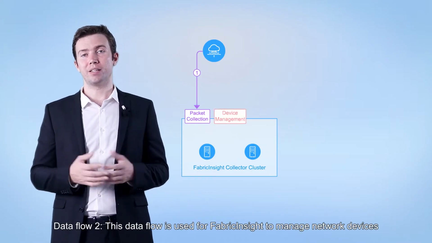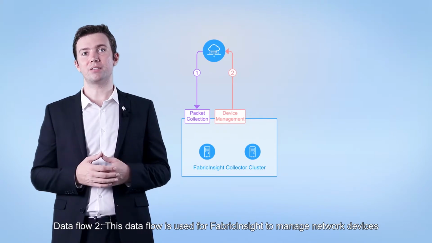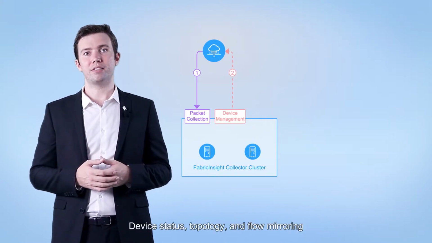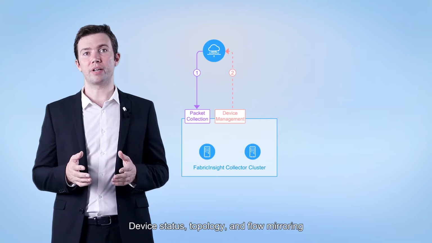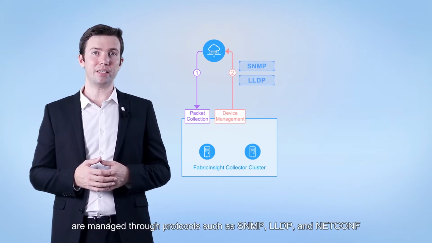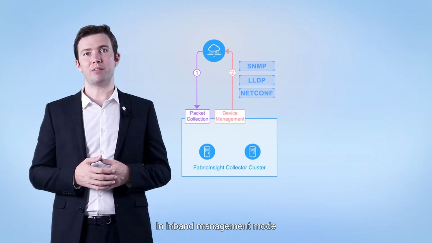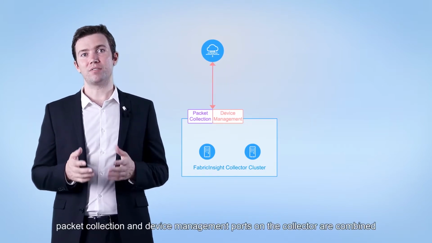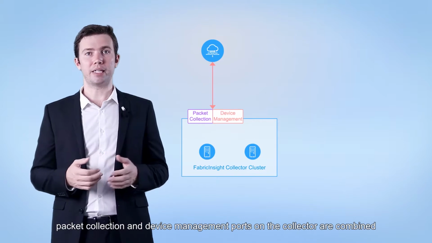Data flow 2. This data flow is used for FabricInsight to manage network devices. Device status, topology, and flow mirroring are managed through protocols such as SNMP, LLDP, and NetConf. In inbound management mode, packet collection and device management ports on the collector are combined.